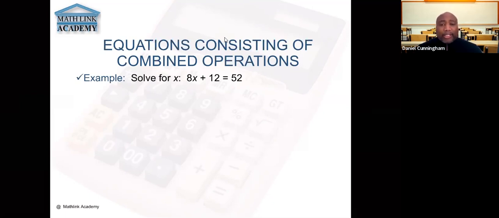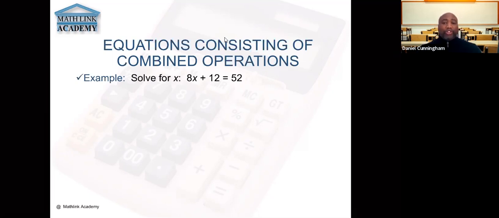It says solve for x. Again, you want to review the solving simple equations video, and this will help you with these types of problems too. You want to get x by itself. We have 8x plus 12 is equal to 52. Now we know the x is not by itself, so what are we going to do? Get rid of the 8 or get rid of the 12 first? In this case, we want to get rid of the plus 12 first.